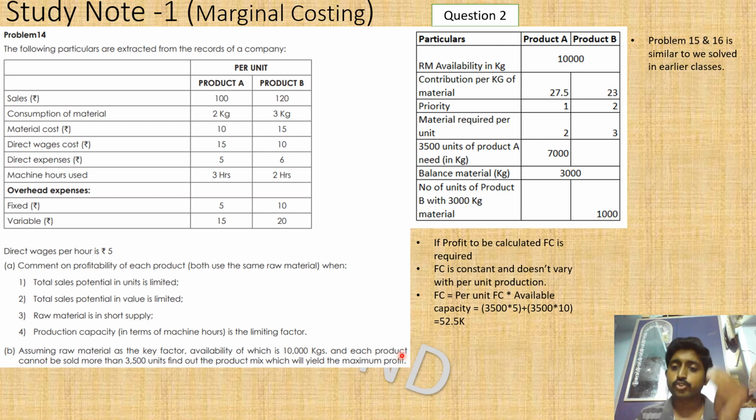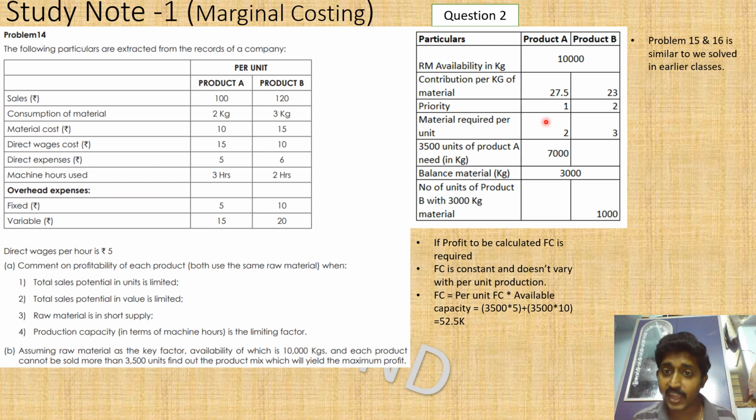Material is a limiting factor. So whichever makes the maximum contribution per kg of material will be our top priority. You have 10,000 kg of material, and contribution per kg of material, which we already found, is 27.5 and 23. So A is better, having higher contribution per kg of material. The first priority is to make product A and then product B. Material required per unit is 2 kg and 3 kg. We can make 3,500 units of product A and 3,500 units of product B, but since product A has higher contribution per kg of material, we make product A first.